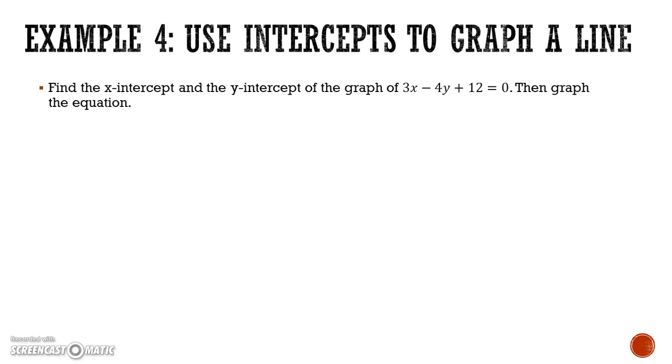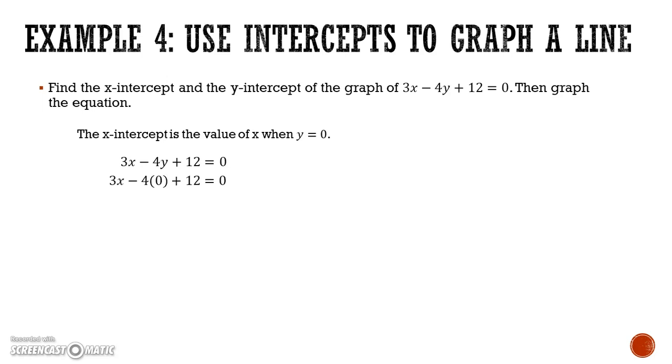So we start with the original equation. We're going to substitute 0 for y to find the x-intercept. Okay, so we get 3x minus 4 times 0 plus 12 equals 0. That negative 4 times 0 is 0, so we get 3x plus 12 equals 0. We're going to subtract 12 from both sides, so we get 3x equals negative 12, therefore x equals negative 4. So the x-intercept is negative 4. The graph crosses the x-axis at negative 4, 0.